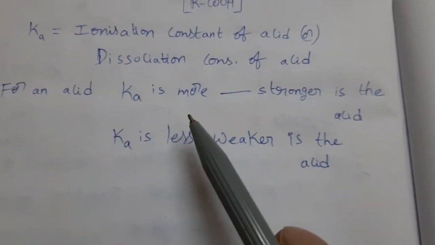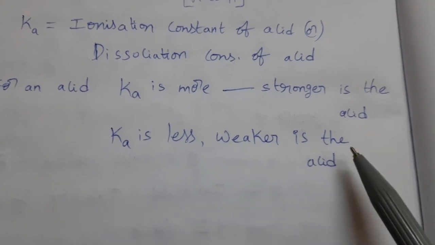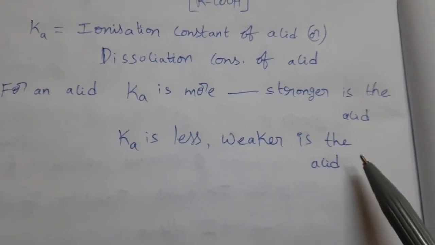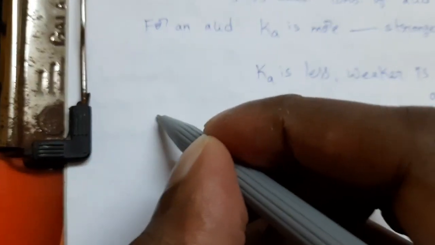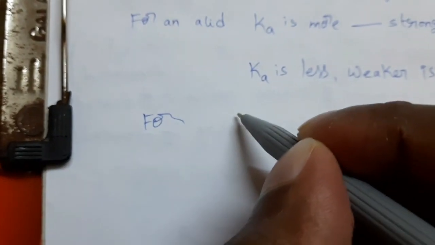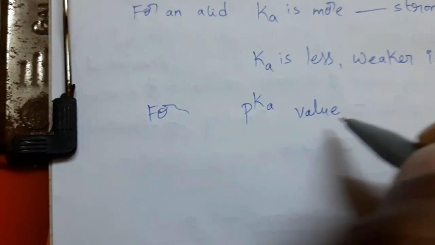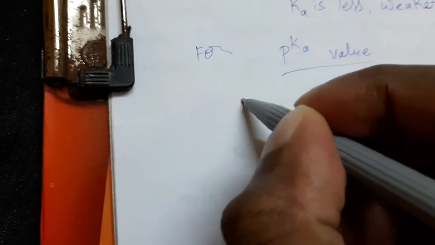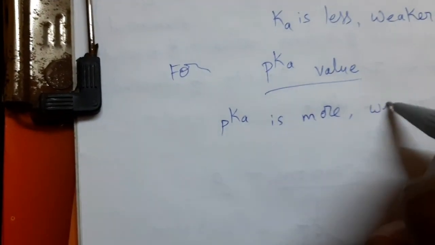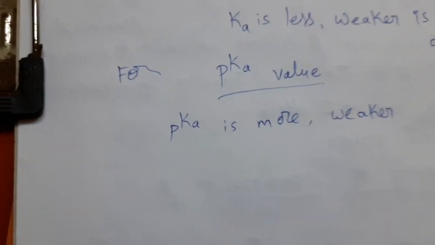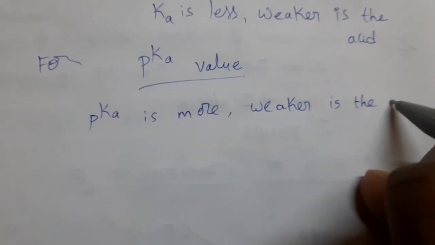From that we can say the given compound is a stronger acid. So for an acid, if the Ka value is more, the acid is stronger; if the Ka value is less, the acid is weaker, meaning fewer H plus ions are produced. But generally, for convenience, we express the acidic nature of an acid in terms of pKa value. If the pKa value is more, the acid is weaker.